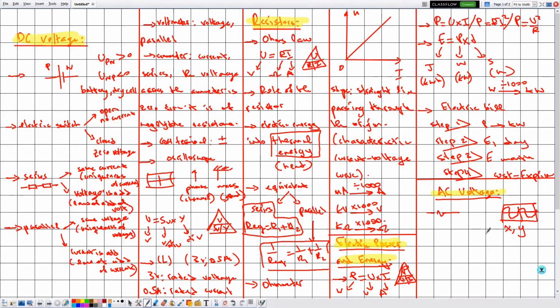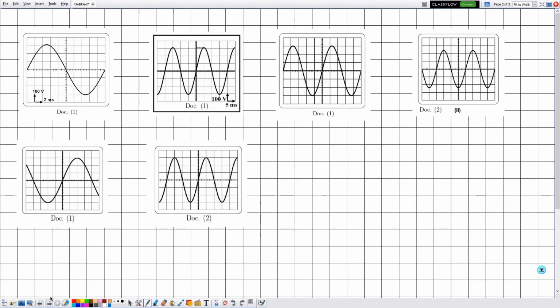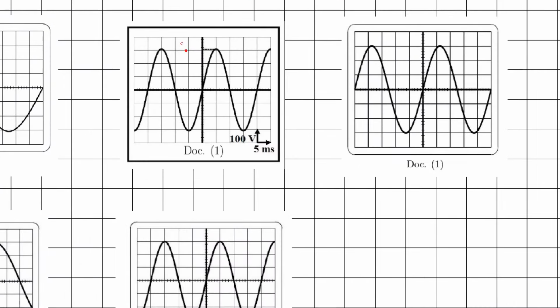Using the screen of the oscilloscope, we can determine the values of X and Y. Recall that before we solve an exercise, we need to determine the values of X and Y. How would we determine them? The value of X is determined from peak to peak. If you consider this document, the value of X is given by 1, 2, 3, 4, so X is equal to 4 divisions.